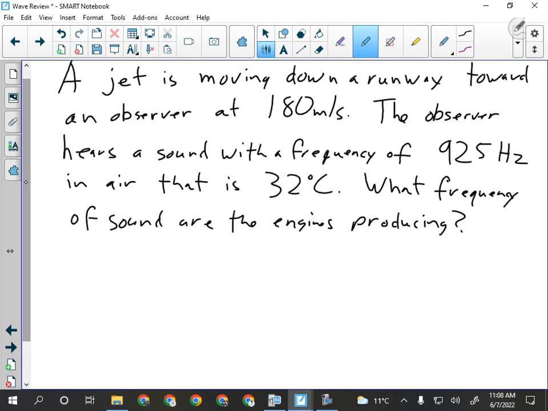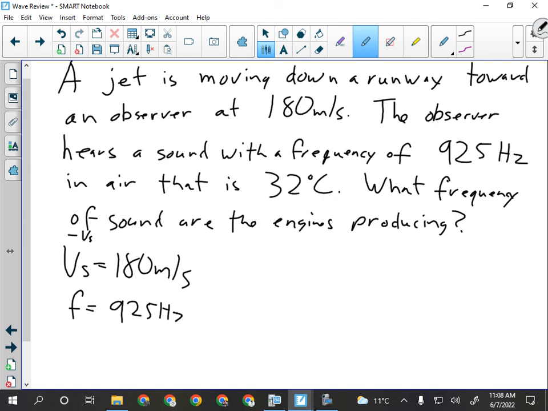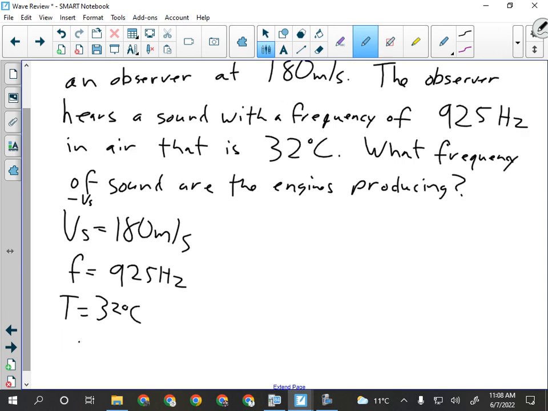So we know the speed of the source is 180 meters per second, and it's moving towards the observer, so we're going to be subtracting Vs in this situation. Okay. The observer hears a sound, so that's the Doppler shifted frequency of 925 hertz. Okay. And we know that the temperature of the air is 32 degrees Celsius. We are looking for the actual frequency of the engines of the plane. First thing we have to do is calculate the speed of sound using this formula. Okay, times 32.